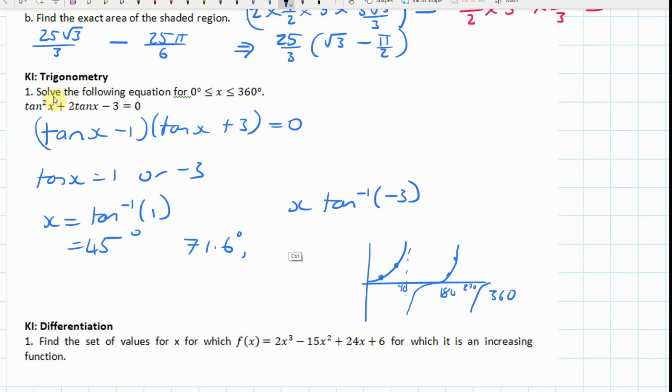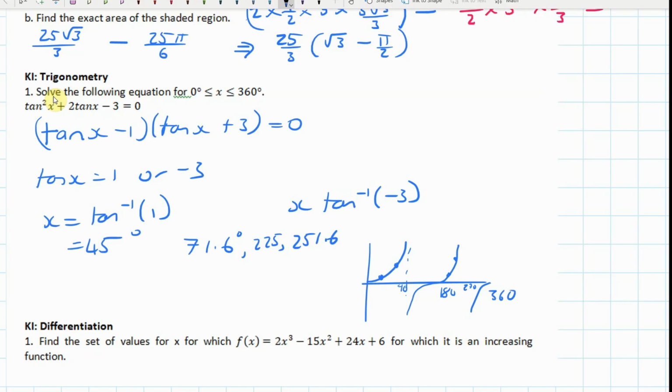Whoops, 251.6, and 45 plus 180 is 225. So I need a 225 here as well. And I think that's all that we need. I think that's right. Just check that there.